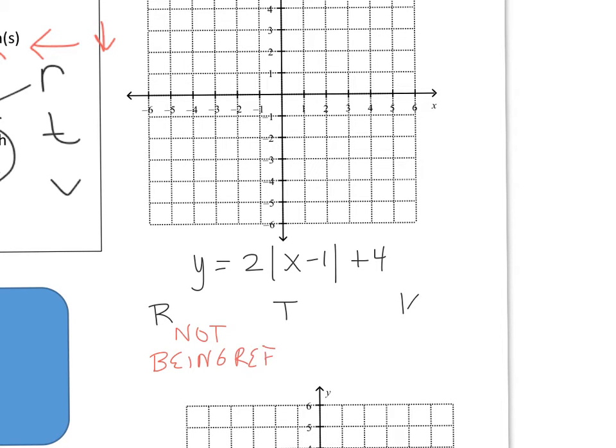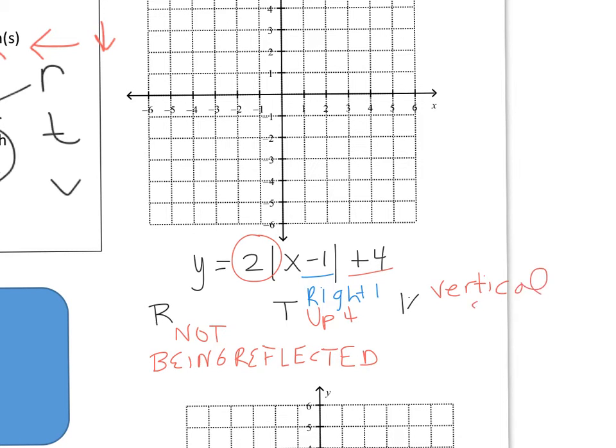The T stands for translation. So how has this been shifted? Up, down, left, or right? So you want to be specific. This x minus 1 means it's going to go right 1, and this plus 4 means it's going to go up 4 units. And the V is vertical stretch or shrink. Because the value in front here is not equal to 1, it's either a vertical stretch or a shrink. Since this number is 2, it's a vertical stretch of a factor of 2.